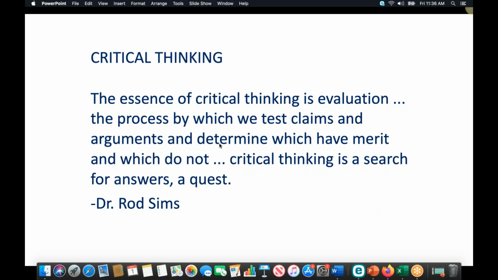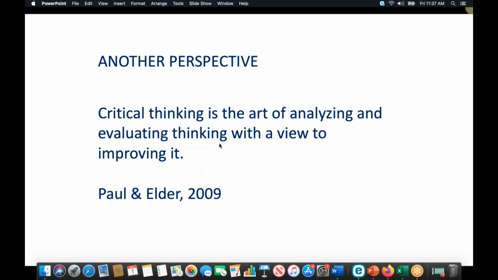This comes from Dr. Rod Sims, out of the University of Queensland. He has an accent, so everything he says sounds smart. One of the things I love about his definition is this idea that it's a process, it's a quest. It's not like one day somebody gives you a certificate and says, congratulations, you're a critical thinker. No, it's never ending. You're always trying to improve the quality of your thought. Paul and Elder are very famous in the critical thinking world. If you want to nerd out on critical thinking, Google Paul and Elder. They have a ton of resources.